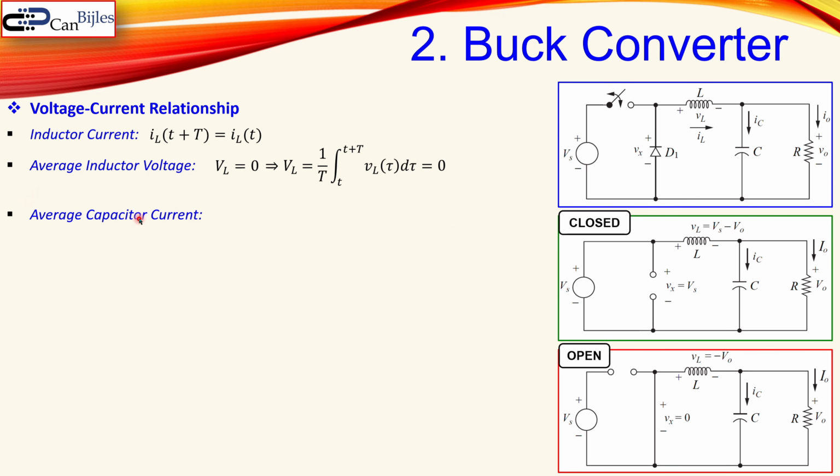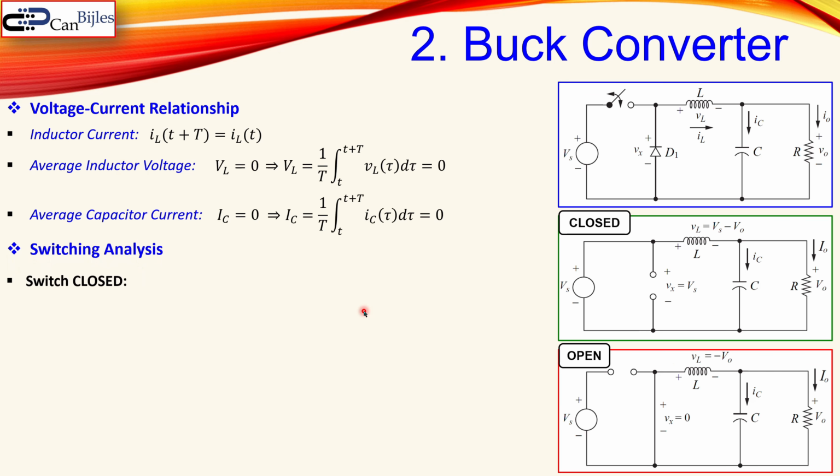The similar is valid for the capacitor, but then for the capacitor current. So that means the capacitor current average is 0, and when you do the integration for the capacitor current in the same manner, you also get 0. And these two equations are very important for calculating the component values for our buck converter. Let's also look at the switching analysis.